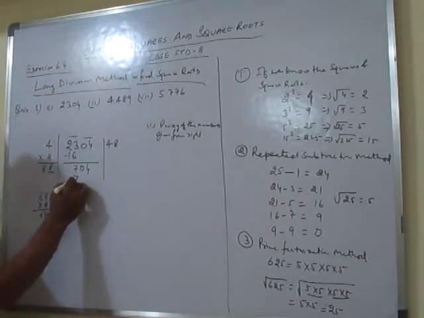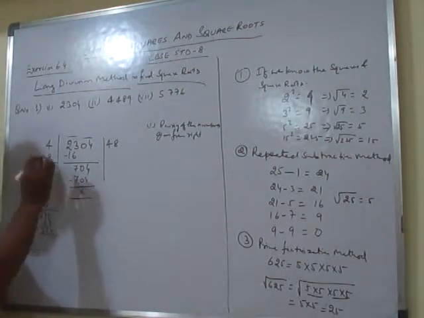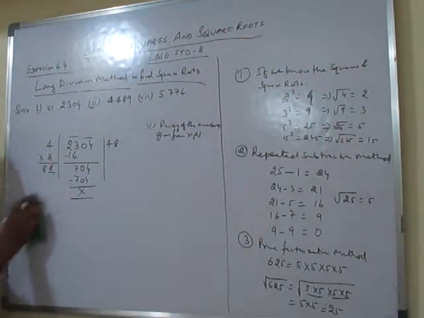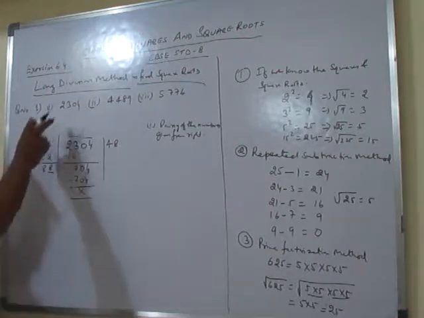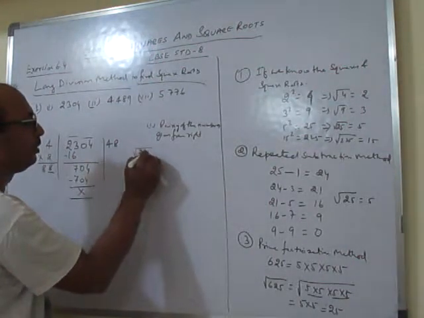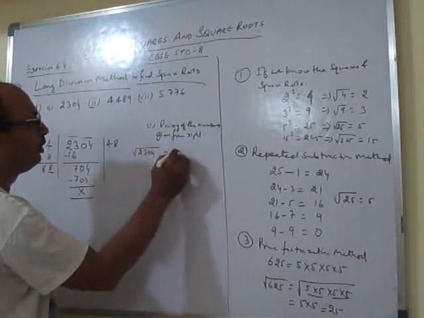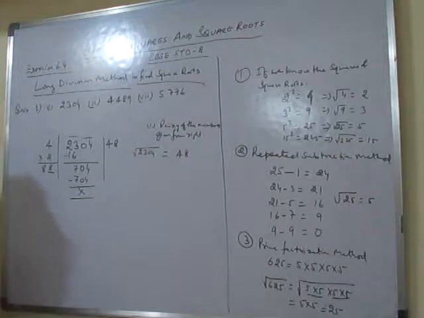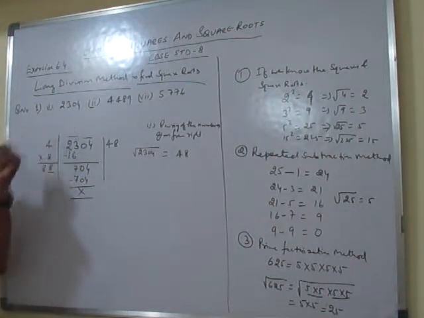Okay, and it is 704. So completely it is cancelled. So now the square root of 2304 has become 48. Okay, so in this way we are going to solve.